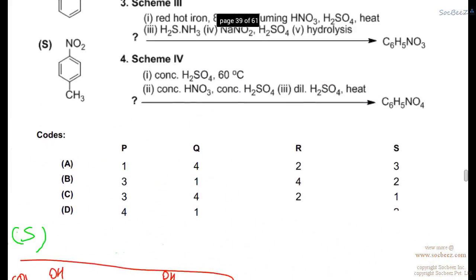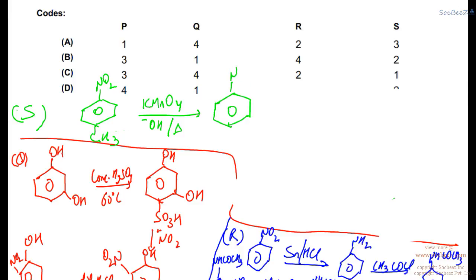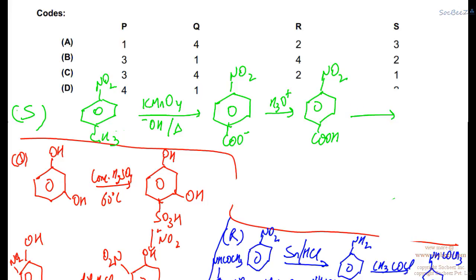Okay, so in case of S, we have the reactant as this. So let's draw the reactant here, NO2, and now after treating with KMnO4, OH negative, heat, we get NO2 COO negative, and now treating with aqueous acid, we get NO2 COOH.